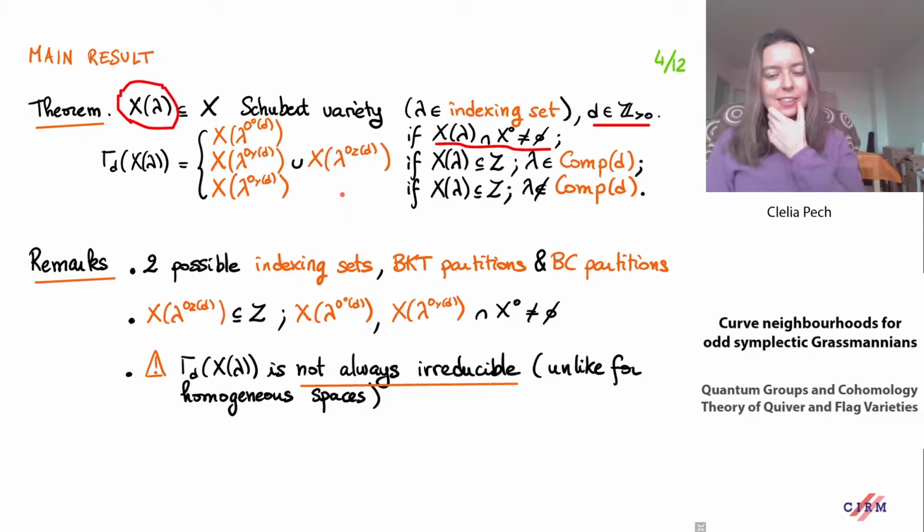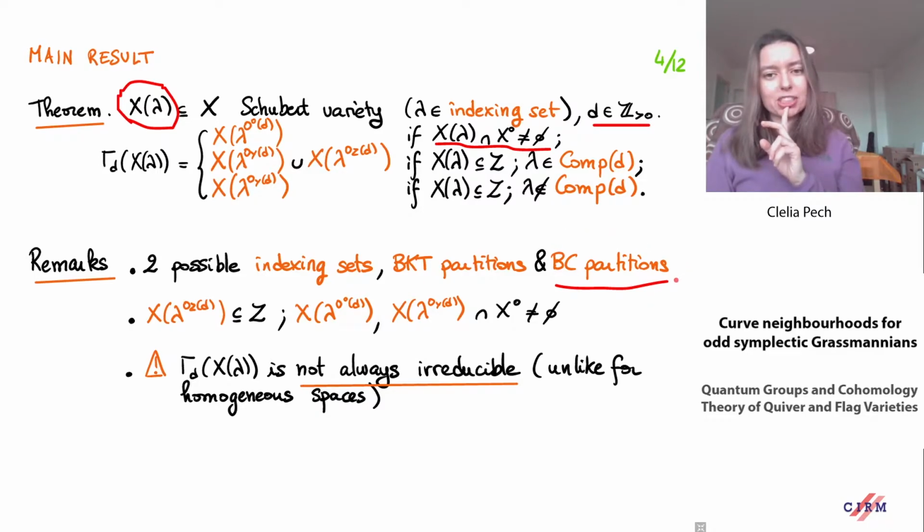And yeah, so here we're going to explain how we can describe this also in a very explicit way. So a little bit more about the indexing sets. There are more than 2 possible ones, but I'll focus on 2. So one is the Buch partitions, so strict partitions or K-strict partitions, and other partitions that were introduced in a paper of Shifler and Withrow for type BC, I think.